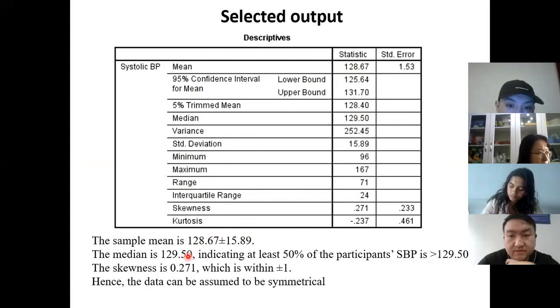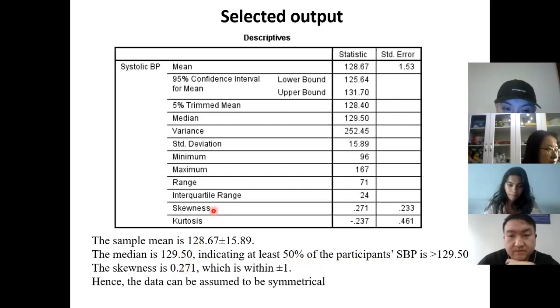It means what? Cut at 129.5. 50% of the participants will be more than this. 50% more than this. Another 50% will be less than that. Right? So you can use either more or less. Don't use both.